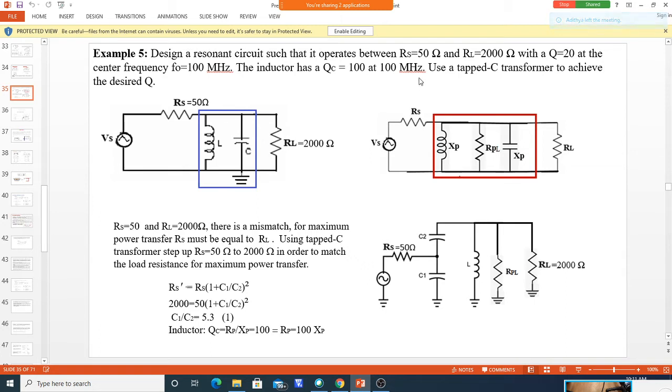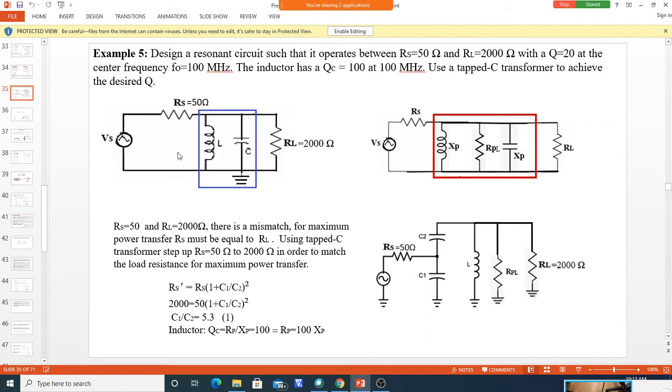So here is the 50 ohm, and this is the resonator circuit. The L and C values are not given, but they stated that L is an imperfect component and C is a perfect component. It should operate between 50 ohm and 2000 ohm.